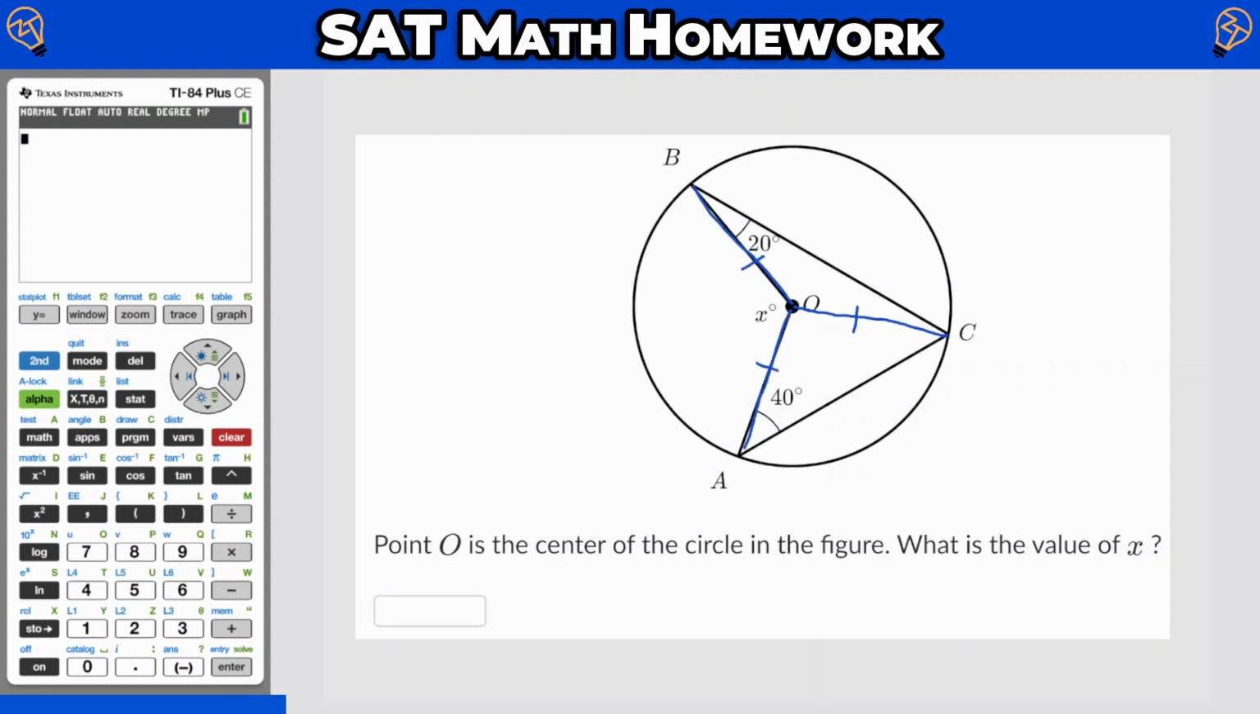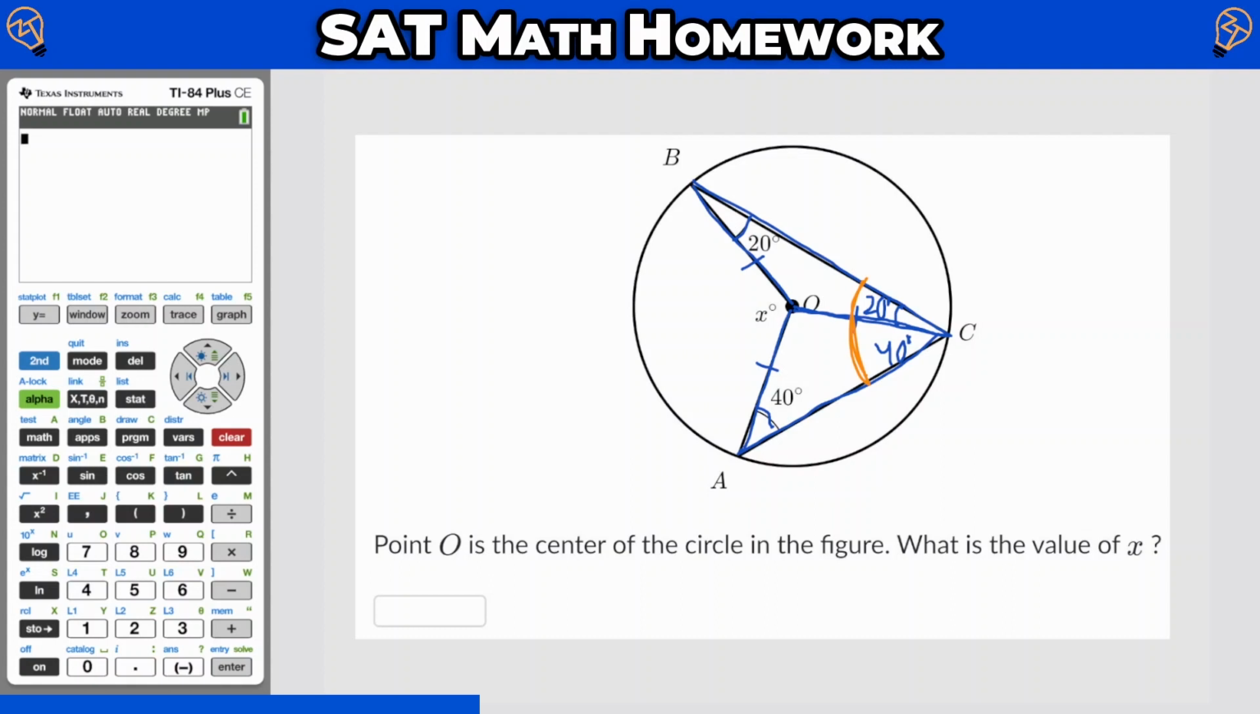And so I have a couple of isosceles triangles on my hands. And that means that if this is 20, this is 20 because of what we call the base angles theorem. And then in this other triangle, if this is 40, then this is 40. Now the reason that's beneficial is because now I know that this angle C is 60 degrees.